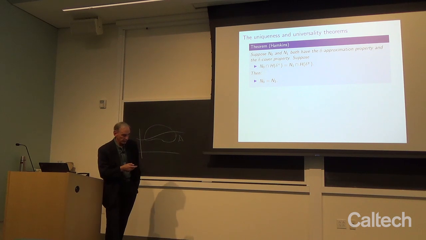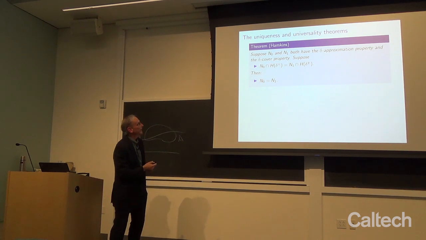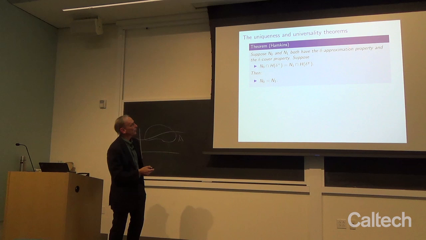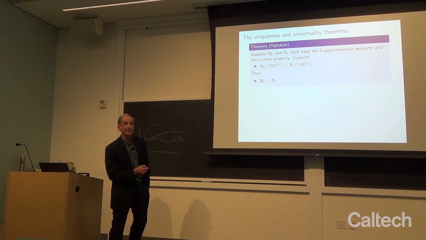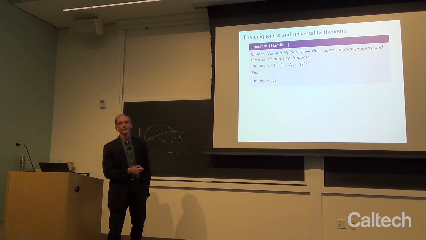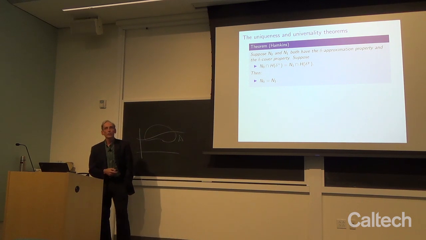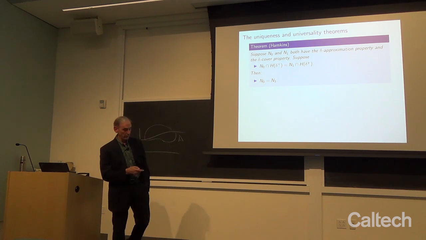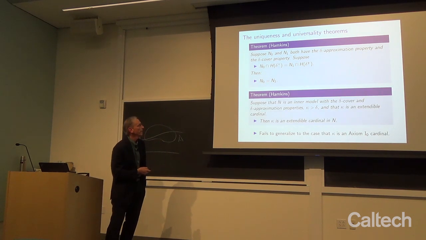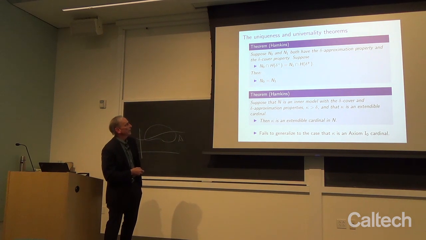Okay, so Hamkins proved a remarkable theorem. Suppose N_0 and N_1 both have the delta approximation property and the delta cover property, and suppose their intersections with H(delta^+) are the same. Then they are the same. So inner models with a delta cover and approximation property are necessarily definable inner models from a parameter. Okay, that's the uniqueness theorem, and then Hamkins also proved the universality theorem, which I'm only stating for extendable cardinals. That's the only large cardinal I've defined.